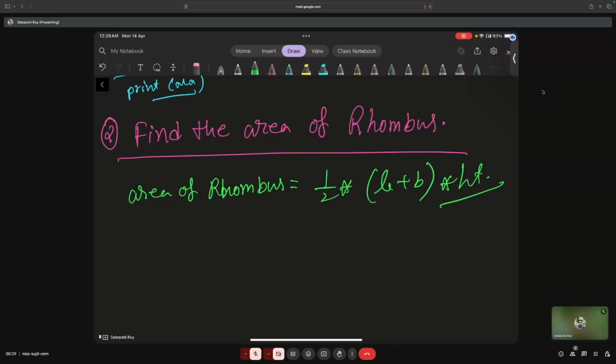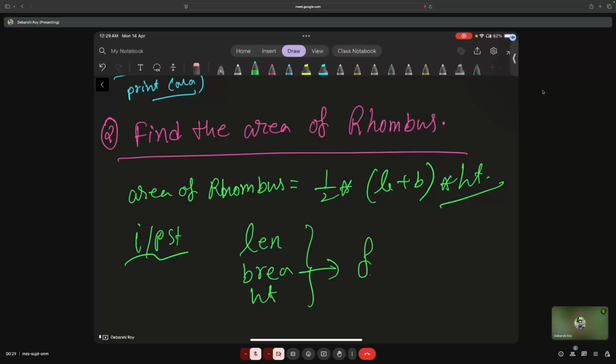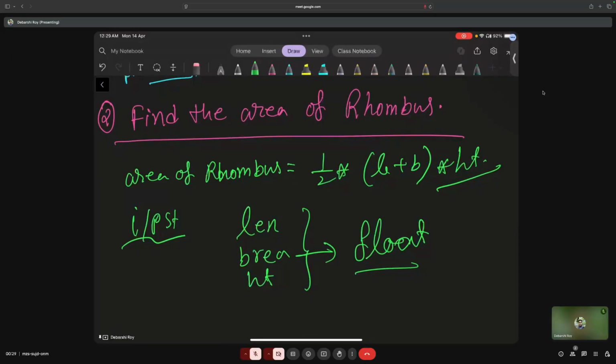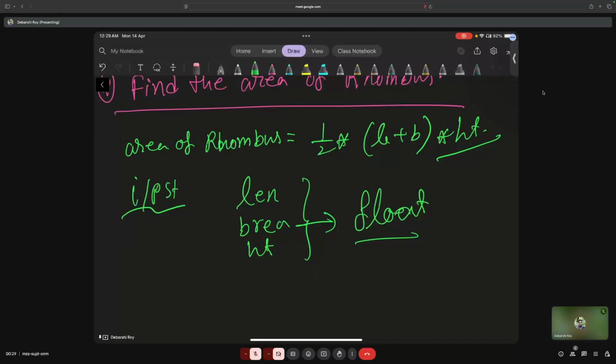So the input will be length, breadth and height, and these three will be in float format. If you take input as integer, it is also not a problem, but you cannot then convert it to float. So it is better to take float, converting when you are taking the input, plus calculation will be much easier when the result is shown on the screen.